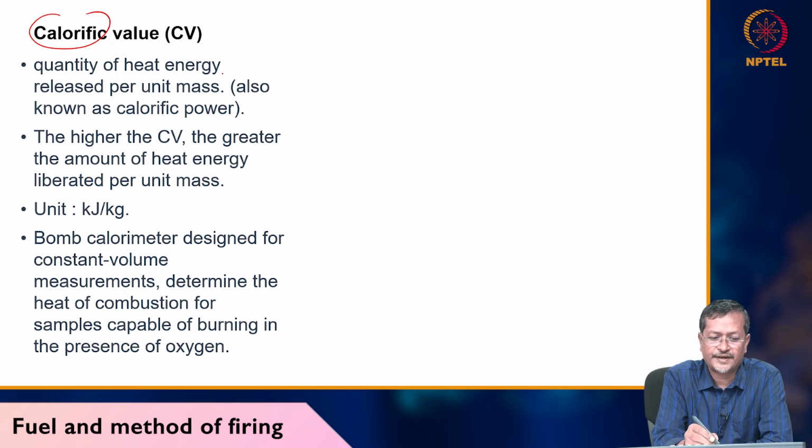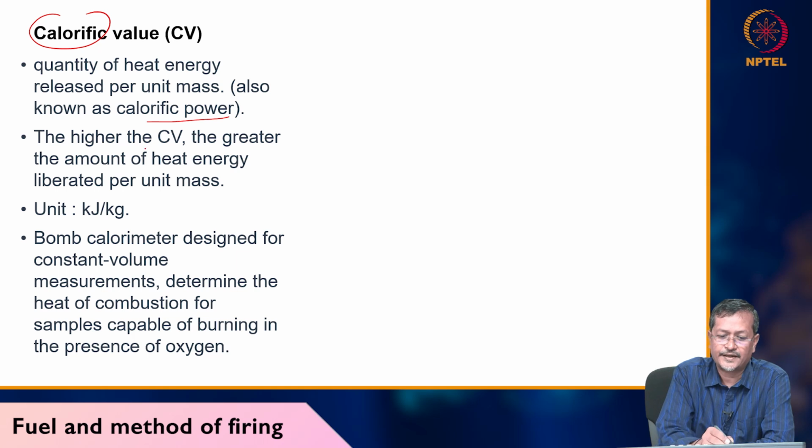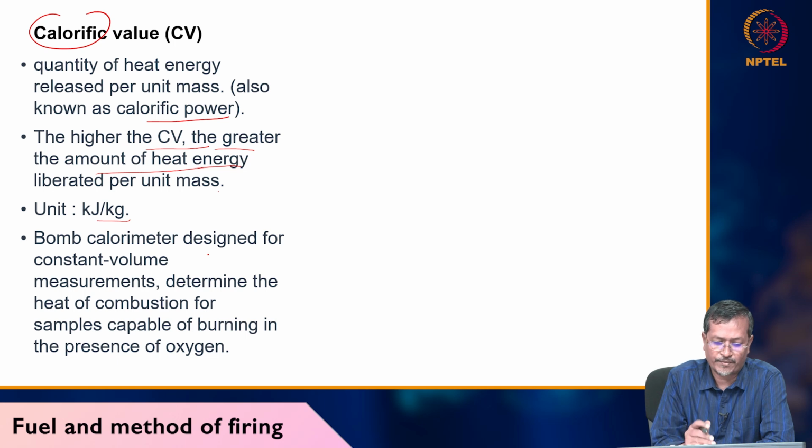The quantity of heat energy released per unit mass is also known as calorific power. The higher the CV or calorific value, the greater the amount of heat energy liberated per unit mass. The unit will be kilojoule per kg, and it can be different also, for example calorie per gram. A bomb calorimeter, designed for constant volume measurement, determines the heat of combustion of samples capable of burning in the presence of oxygen. Normally this will be used for liquid or solid fuel.